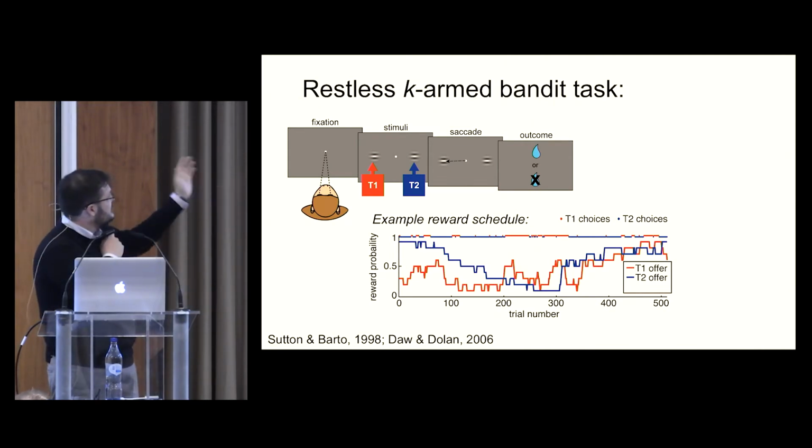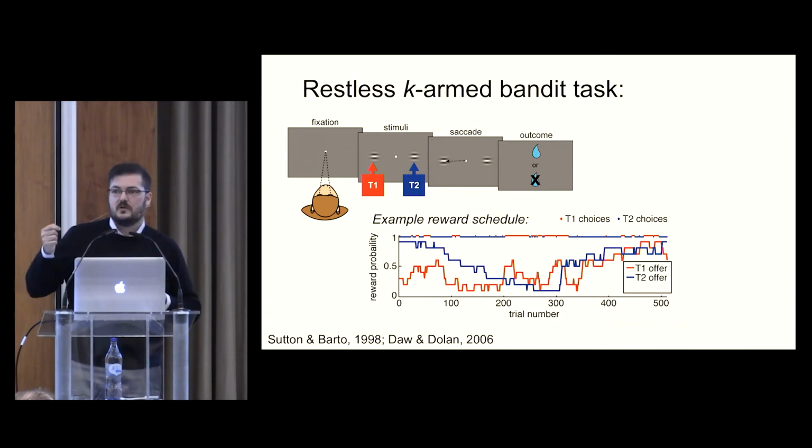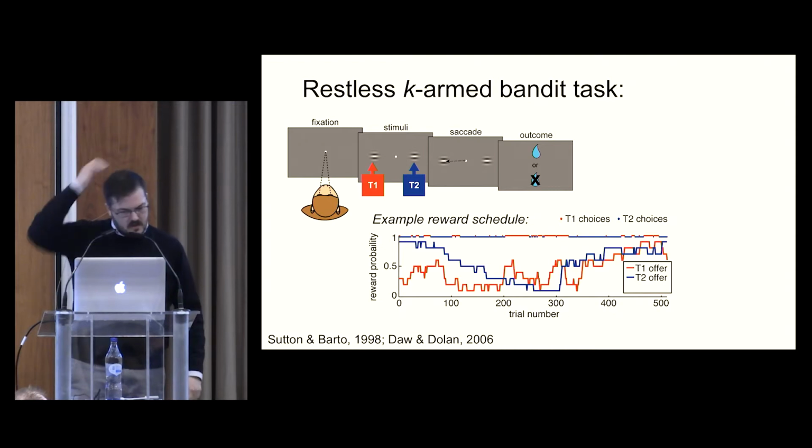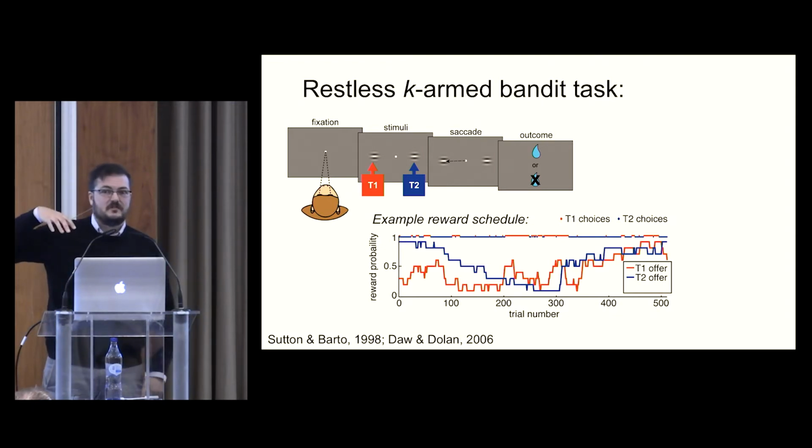Even though target 2 is quite a bit better than target 1, the monkey still continues to sample target 1, right? So he's exploring as well as he's exploiting in the task. So to answer our central question, now we have to figure out when the monkey was exploring and when he was exploiting, and somehow label these trials.